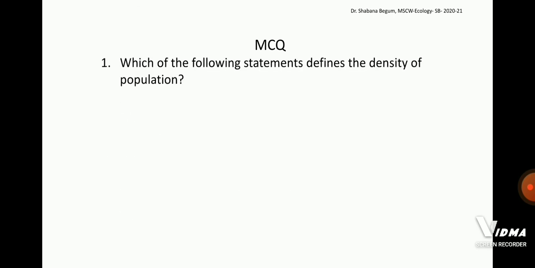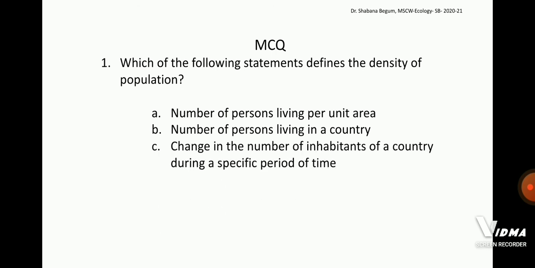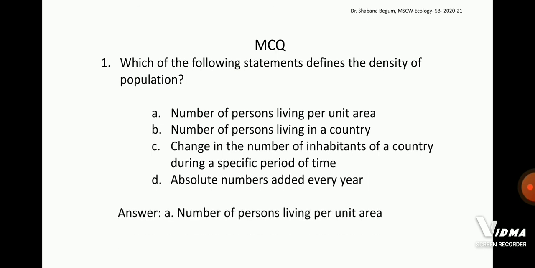Now, a few more MCQs, that is multiple choice questions, at the end of my lecture. The first one: which of the following statements defines the density of population? Option A, number of persons living per unit area; B, number of persons living in a country; C, change in the number of inhabitants of a country during a specific period of time; and D, absolute numbers added every year. Can you guess the answer? The answer is A, that is, population density depends upon the number of persons living per unit area.